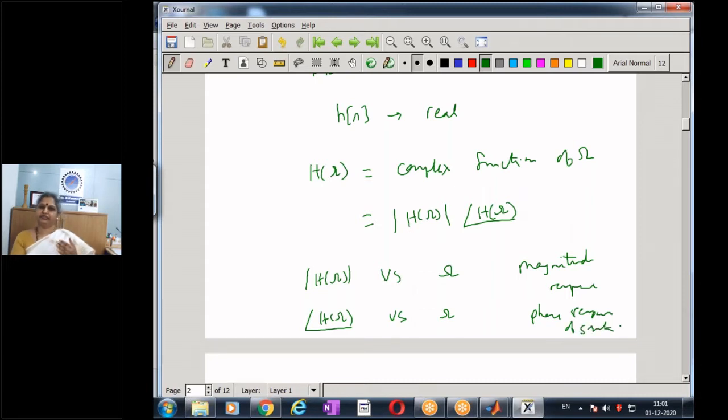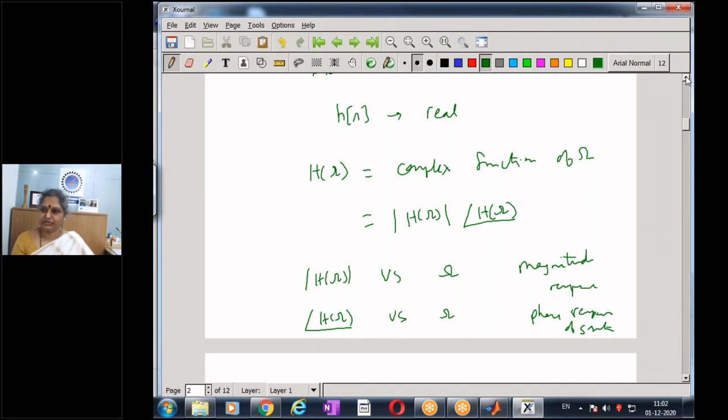So when given an impulse response, I can compute the discrete time Fourier transform H of omega, which is usually complex. And when H of omega is complex, since I cannot represent it by a single plot, I represent it in magnitude and phase form. When I plot magnitude versus omega, I get the magnitude spectrum or the magnitude response of the system. Similarly, when I plot the angle versus omega, I get the phase response of the system.